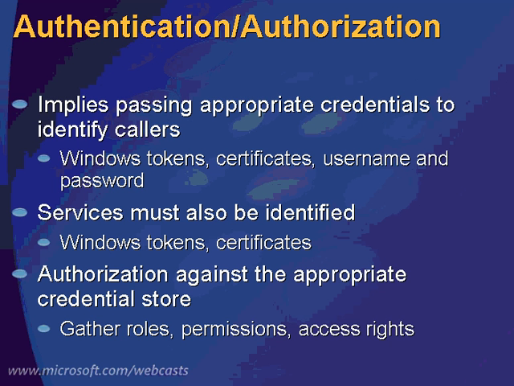And then we also need to know that we're sending the message to a trusted service, and that can be done using a Windows token, for example, or a certificate. When we're on a Windows domain, Kerberos will supply us with that authentication as well. And then authorization against the appropriate credential store refers to the ability to gather the roles or the permissions or other access rights. So, for example, if we're on an Active Directory domain, we might think about the groups that the Windows credential belongs to.